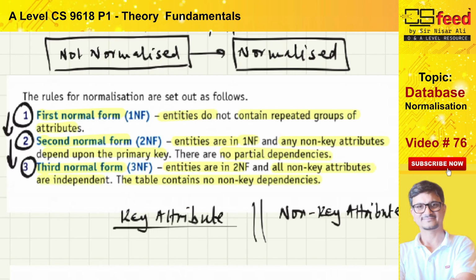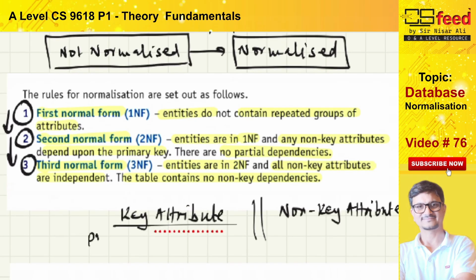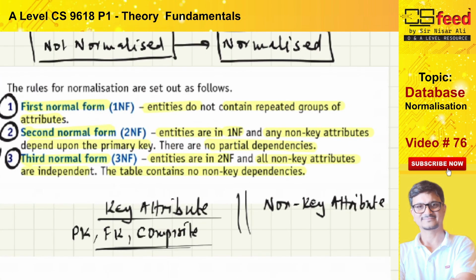Key attributes are the attributes that are either the primary key or the foreign key, or they are part of some compound key or the composite key. Any attribute that is in any way any kind of key. It can be primary key, it can be foreign key, it can be composite key. So they are called key attributes.